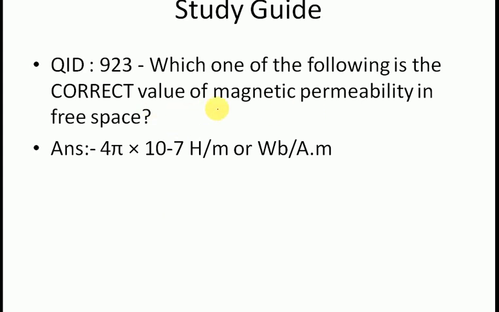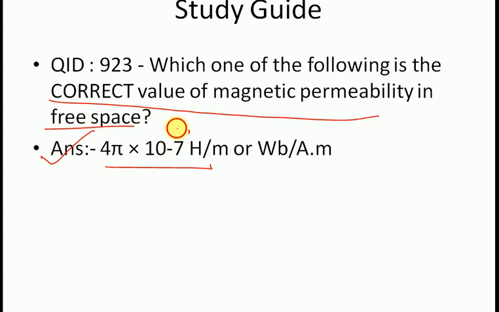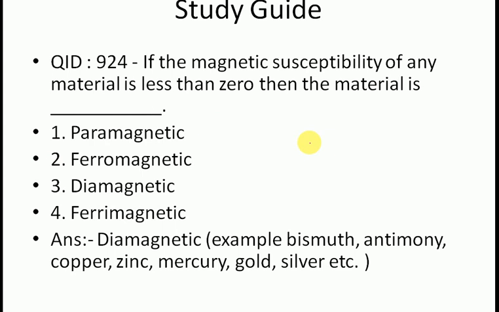Which one of the following is the correct value of the magnetic permeability in the free space? That is 4 pi into 10 to the power minus 7 Henry per meter. You should remember this value for the examination hall. The unit can be given in Henry per meter or in Weber per ampere into meter. So, moving to the next question.